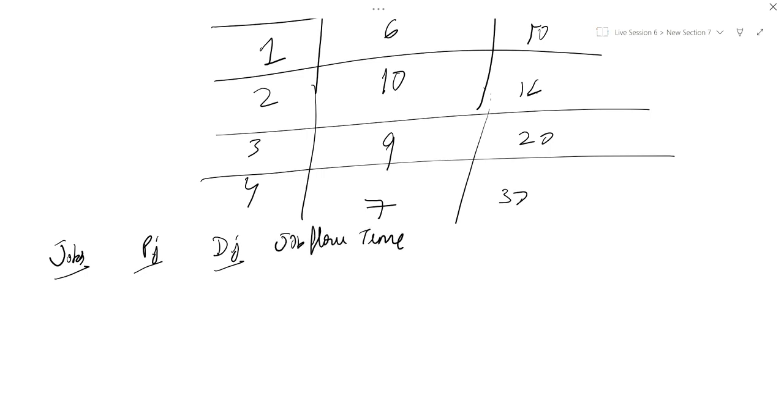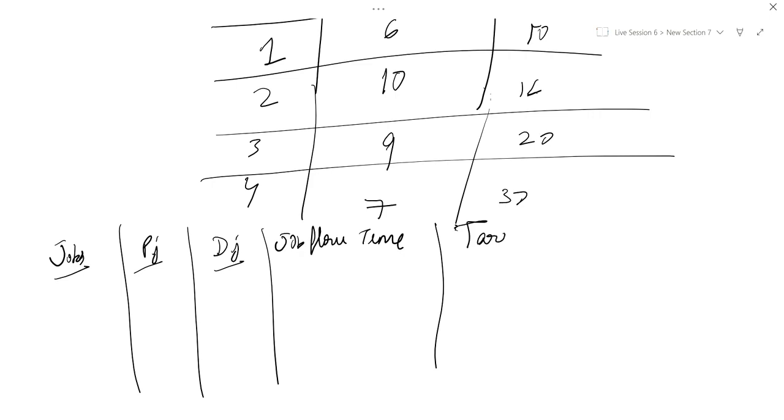Flow time, and this will be your tardiness. Now what is tardiness? Tardiness is the delay. It is the amount of time by which a job is delayed beyond the due date. Okay.